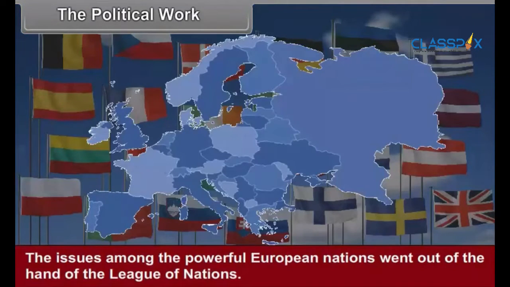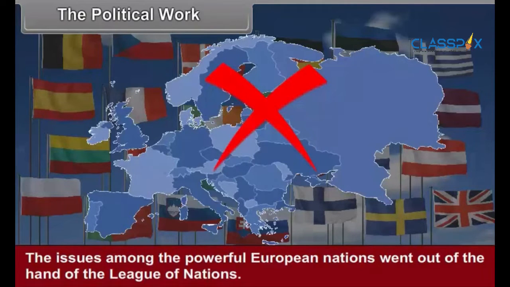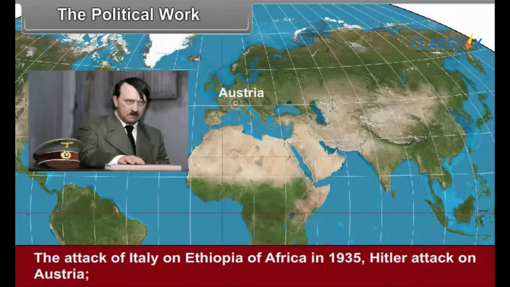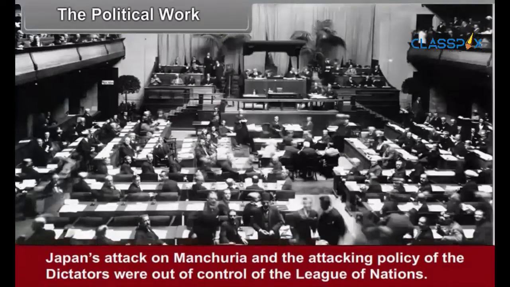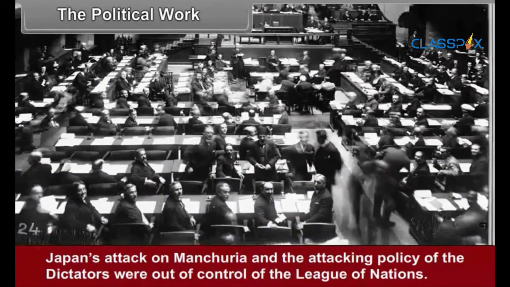The issues among the powerful European nations went out of the hands of the League of Nations. The attack of Italy on Ethiopia in Africa in 1935, Hitler's attack on Austria, Japan's attack on Manchuria, and the attacking policy of the dictators were out of the control of the League of Nations.